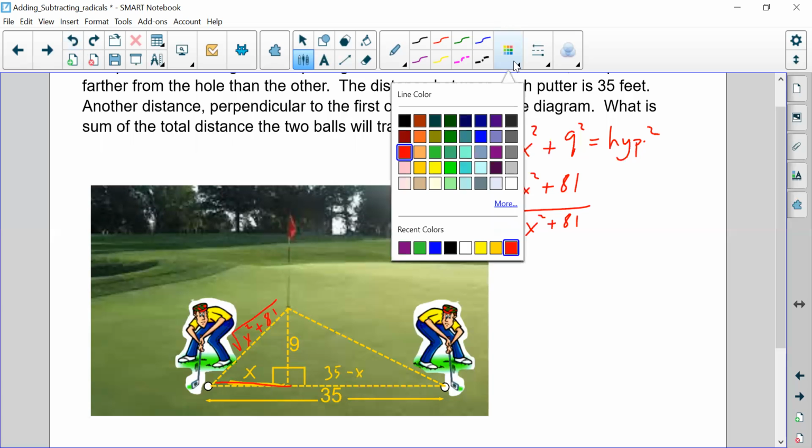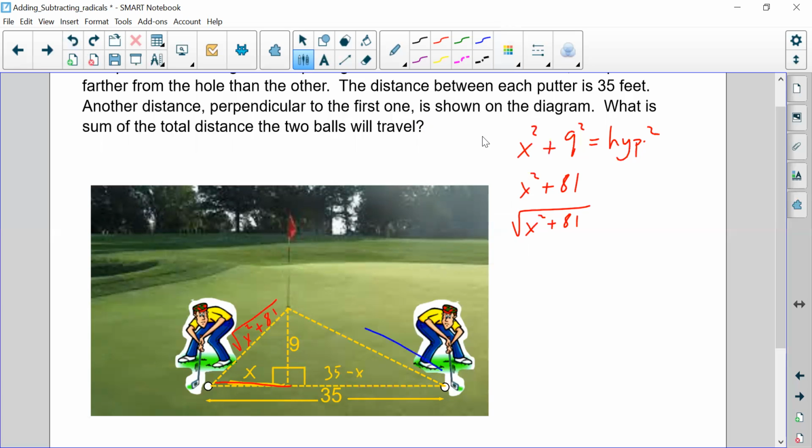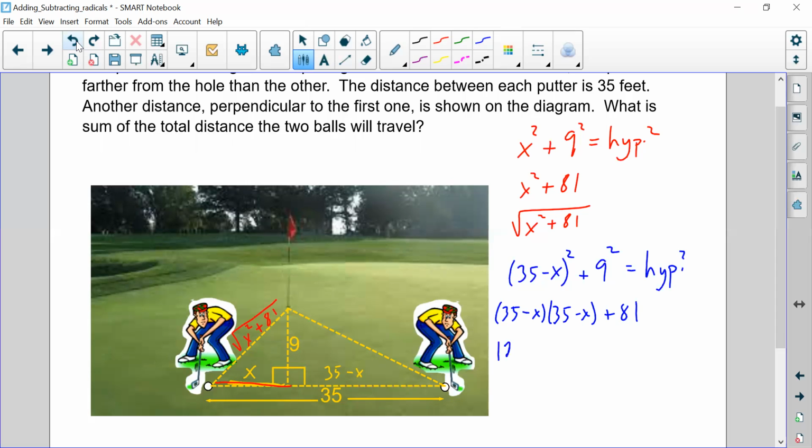What about the other distance? Let's change to blue. So this longer distance. Again, it's leg squared plus leg squared equals hypotenuse squared. But this leg is 35 minus x, so that's the thing I have to square, plus the other leg squared equals that hypotenuse squared. So this one involves more work. 35 minus x times 35 minus x, plus 81. I need to grab my calculator. 35 times 35 is 1,225 minus 35x minus 35x. So I'm double distributing. Plus x squared plus 81.